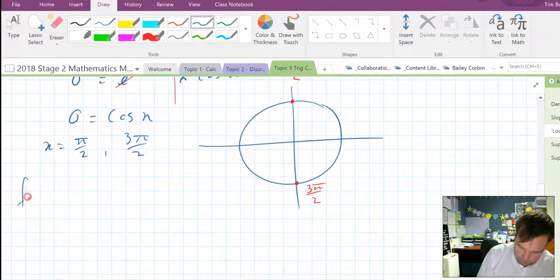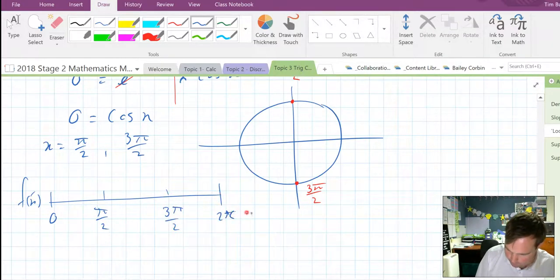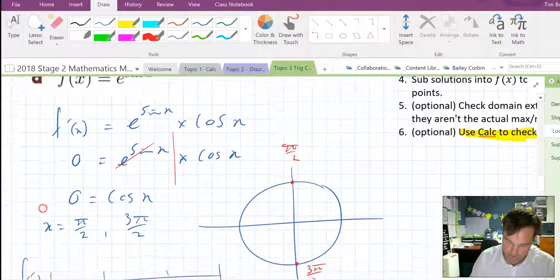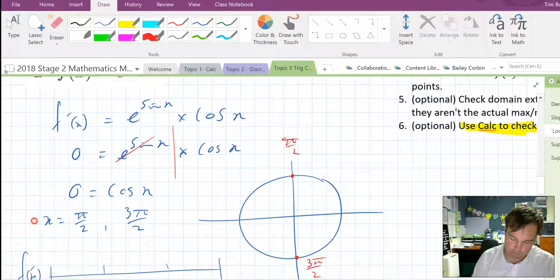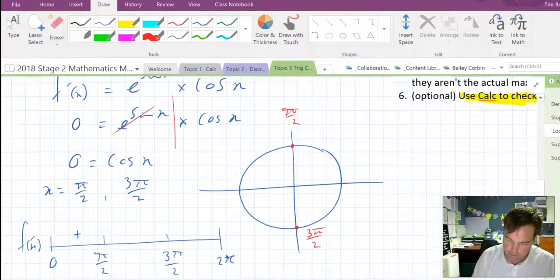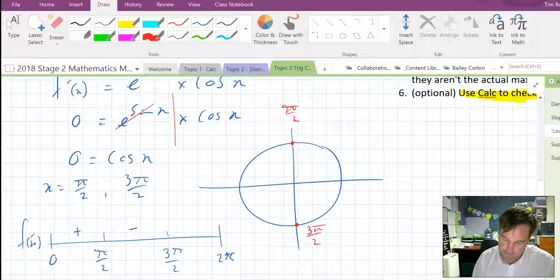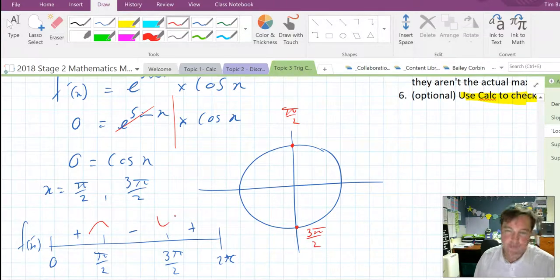Then we need a sign diagram for f dash x to check out the nature of the solutions. 0, pi on 2, 3 pi on 2, 2 pi. Alright, so we choose something that goes in here, say pi on 6, because pi on 6 works quite nicely with the original function. Sub in pi on 6, that'll be positive, it's going to be positive up to pi on 2. Above pi on 2, cos is negative, which means the whole thing is negative, and cos becomes positive again after 3 pi on 2. So what we're looking at here is a max and a min, and we can check that on the graph.